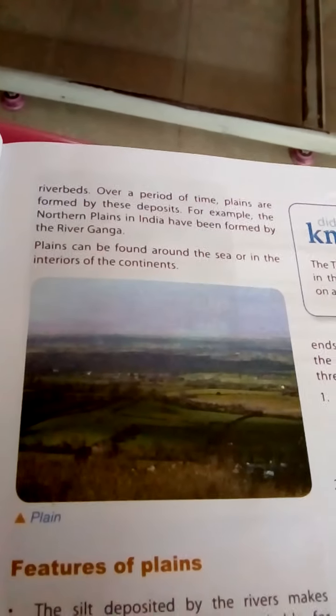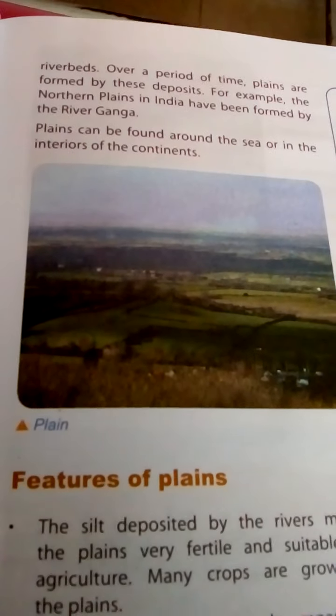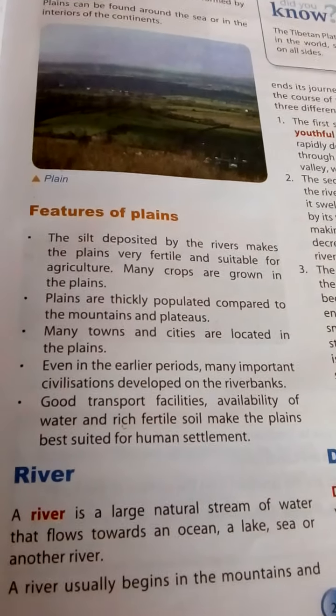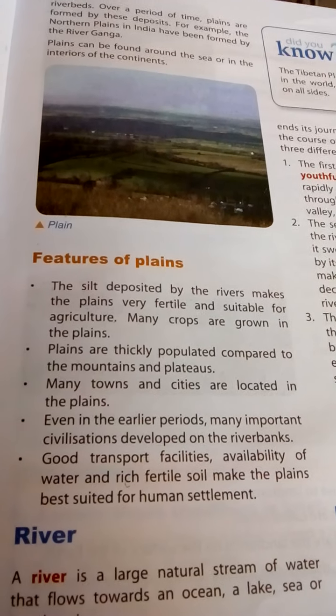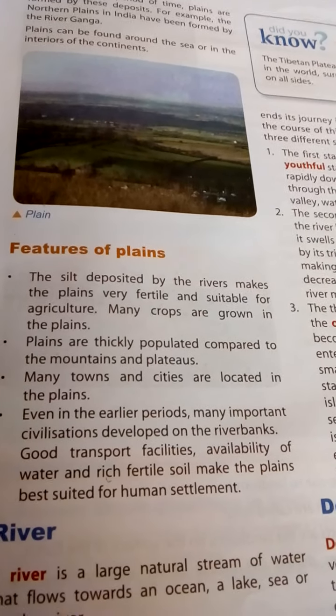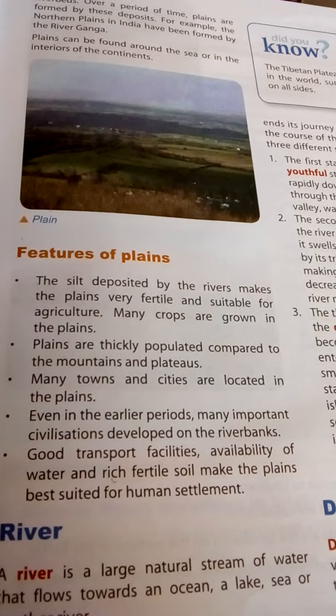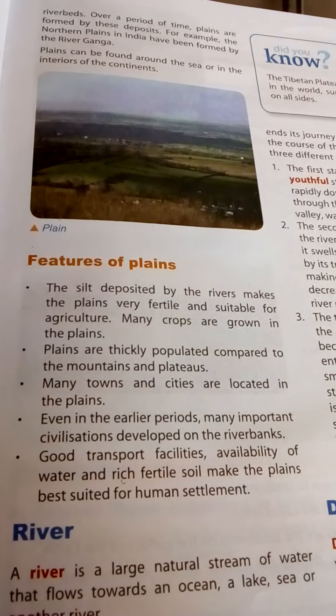Look, this is a plain. Now we are going to see the features of plains. The silt deposit, silt means fine sand deposited by the rivers, makes the plains very fertile and suitable for agriculture.